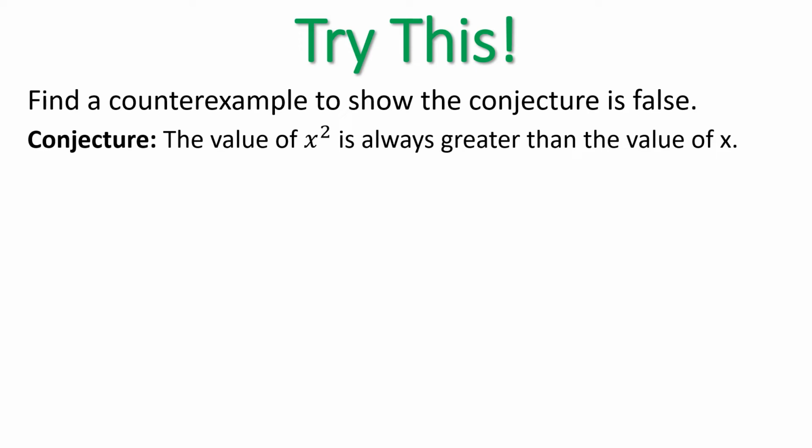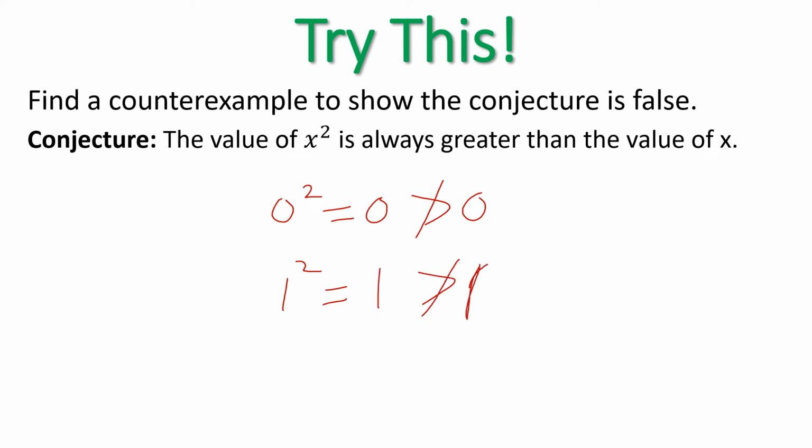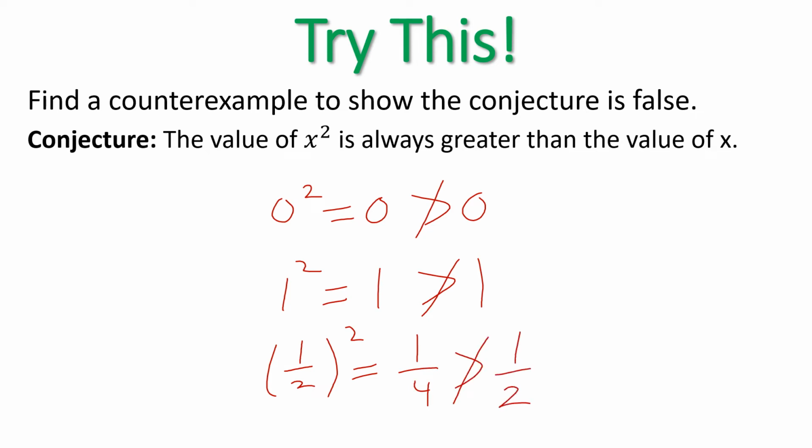All right, let's take a look. The best counterexamples for this one are probably 0, because 0 squared is 0, and 0 is not greater than 0, or 1. 1 squared is 1, and 1 is not greater than 1. Some other great examples that were provided in class today were fractions, so like 1/2. 1/2 squared is 1/4, and 1/4 is not greater than 1/2. All of these are great counterexamples.